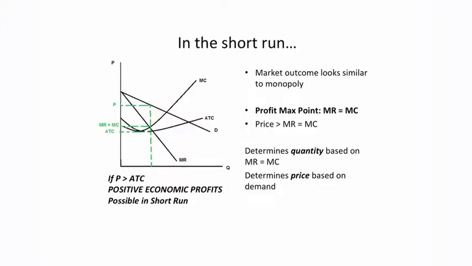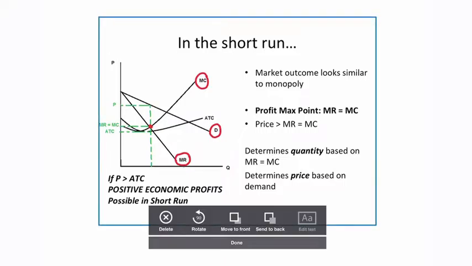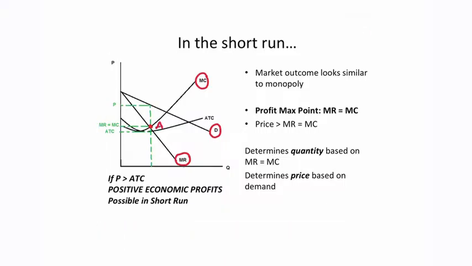So, if we observe a monopolistically competitive firm and their production decisions in the short run, as you can see here, their decisions look very similar to those of a monopoly. We can see that the firm is faced with a downward sloping demand curve, downward sloping marginal revenue, upward sloping marginal cost. They're going to produce at the point where marginal revenue is equal to marginal cost. Let's call that point A.